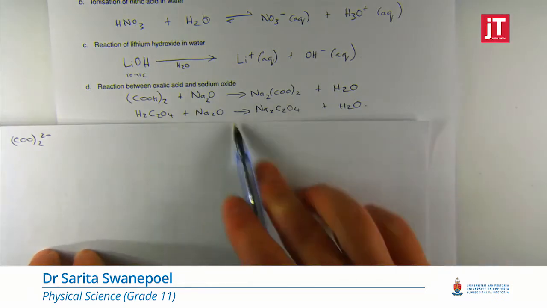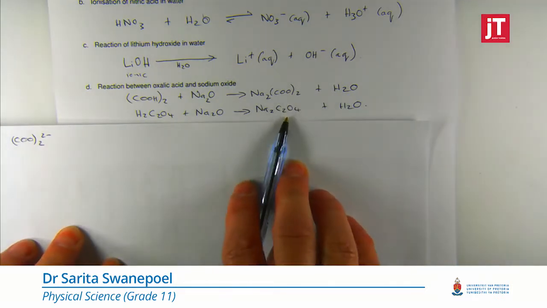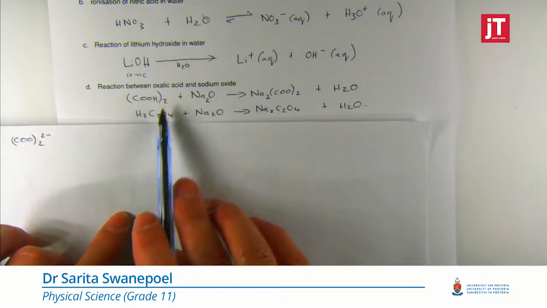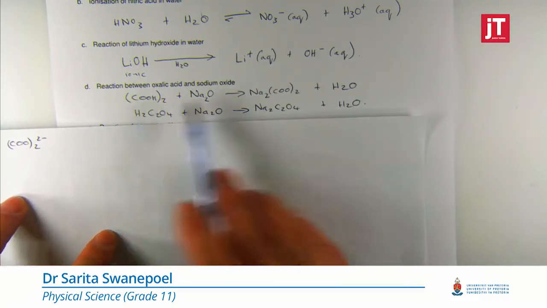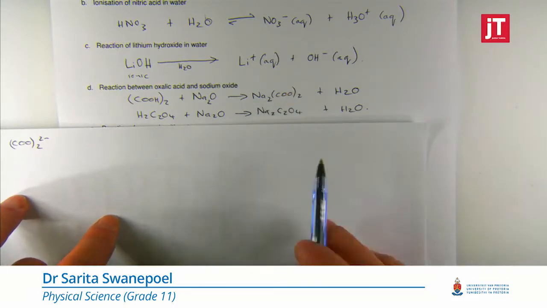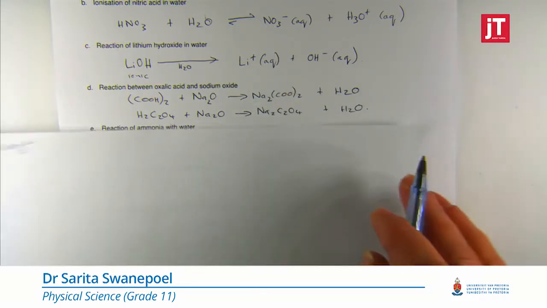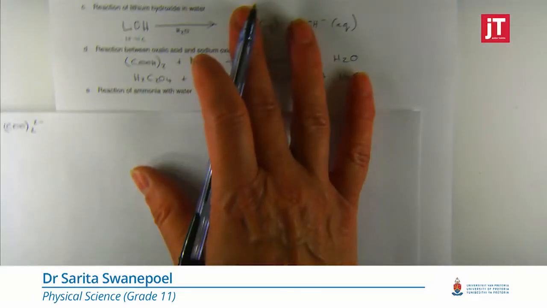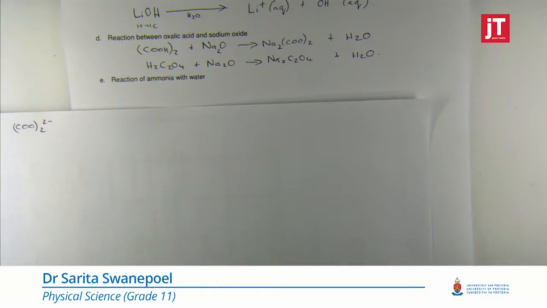So if you see this, it looks terrible, huh? It looks very, very difficult. But once you know that it comes from oxalic acid and it's just oxalate, sounds much the same, then it gets easier. Next one, ammonia with water. So go on, if you finished with number E, just continue with the rest.